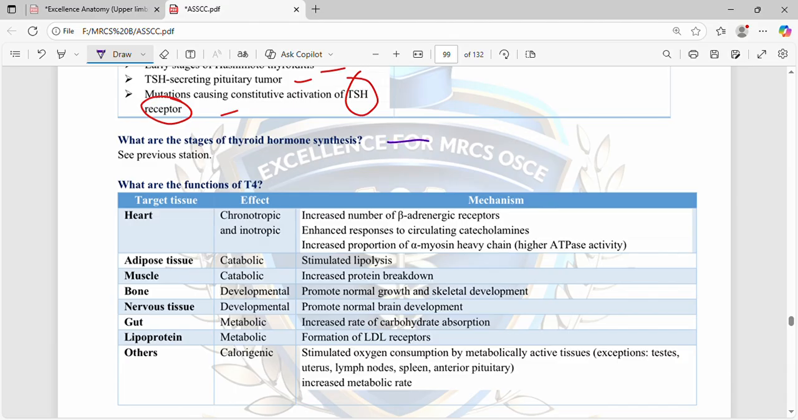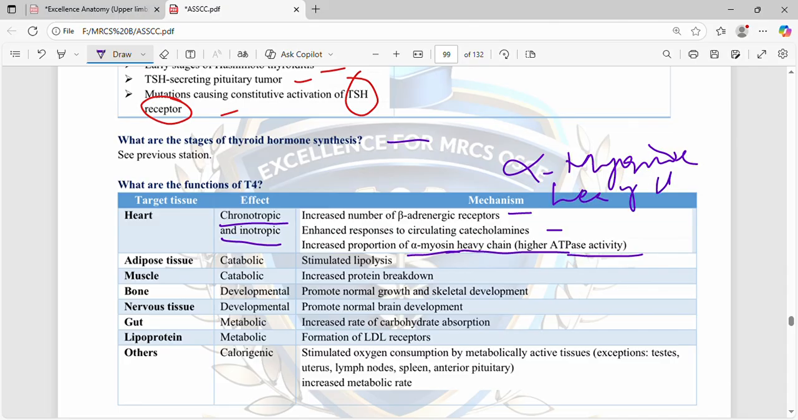these are the steps. So what are the functions of T4? So heart: chronotropic and inotropic effect. So chronotropic, it increases the heart rate, and inotropic, it increases the heart contractility. Increase the number of beta receptors on the heart, enhance response to circulating catecholamines, increase proportion of alpha myosin heavy chains, higher ATPase activity. So they increase alpha myosin heavy chains in the heart.